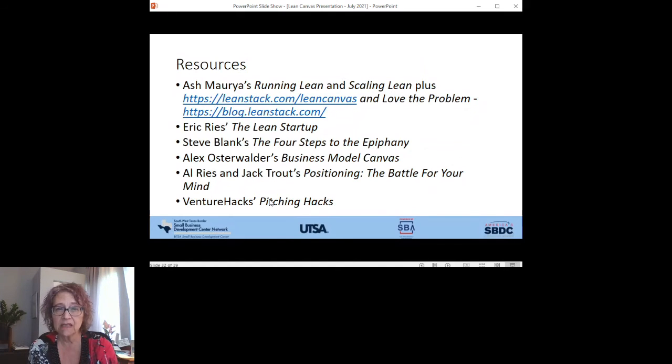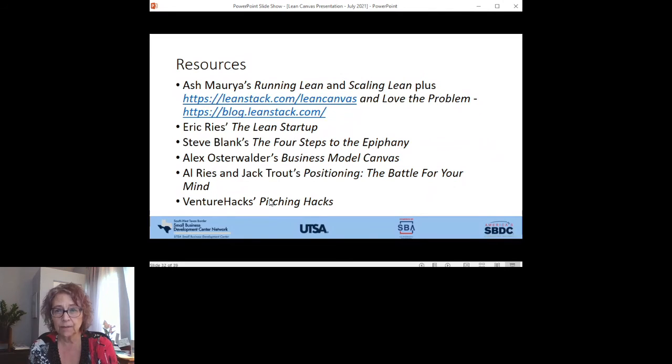This leanstack.com/lean canvas is a platform that you can use to design your own lean canvas. He has a premium version, but you don't really need it, but you can get onto the platform online. And there's little videos for each of the sections on this in case you need a little more instruction on it. Or you can just download the form and go from there.